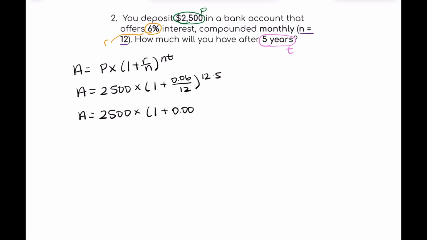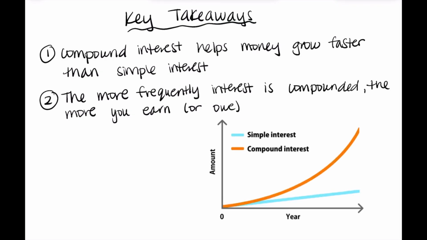When we go through and start to simplify, what we end up plugging into our calculator is A equals 2,500 times 1.005 to the power of 60. And when we go through here and plug this in, our final answer for our final practice problem is $3,372.13. And that wraps up our practice questions for today.